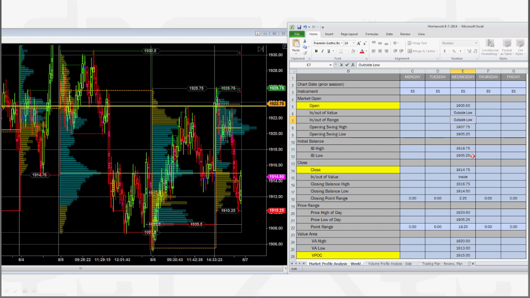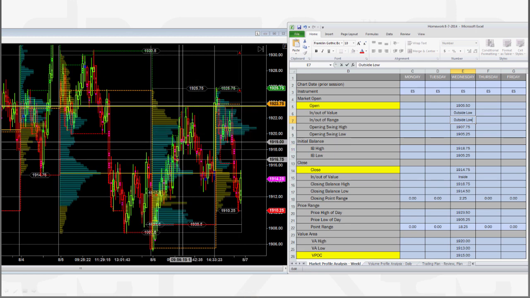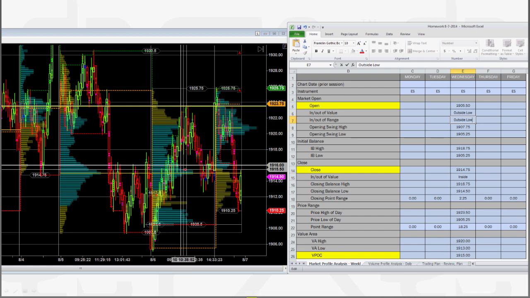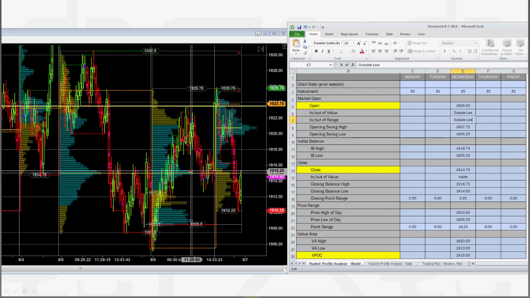So I'll also then put in where the close is, and did it close inside or outside of value? When you look at the close at 1475, with value being up to here, where did it close relative to value? It closed in the lower portion of value. So you could put that as additional context in there as well.